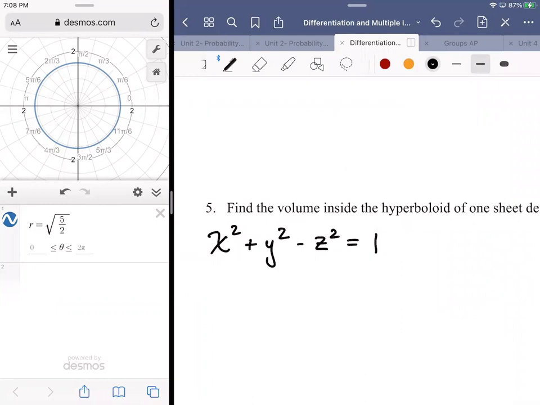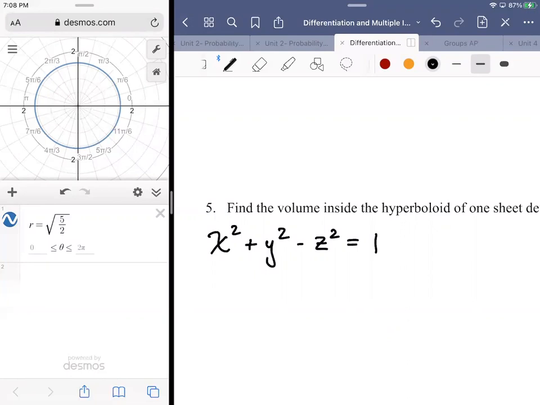So I need to do a couple of things. One, I got to find the bounds, but I also have to kind of get an idea of what the question's even asking. Inside the hyperboloid of one sheet. All right, well, that figure, just to answer the question that might be out there, that figure is the hyperboloid of one sheet. All right, so I got that.